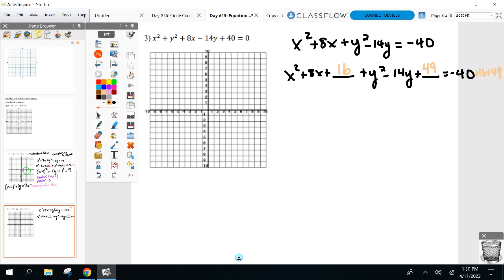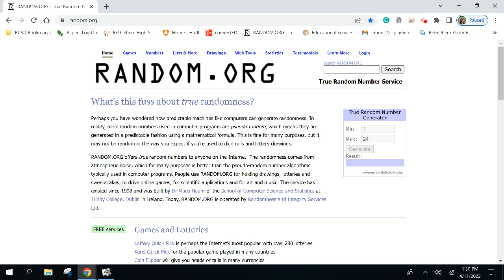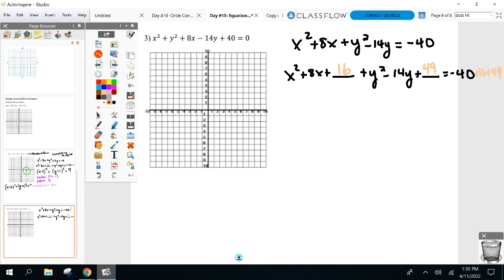Factor it. First, let's do the x's. Two numbers that multiply to 16 but add to 8. What are we thinking about factoring that first one? 4 and 4, right? So x plus 4 all squared.